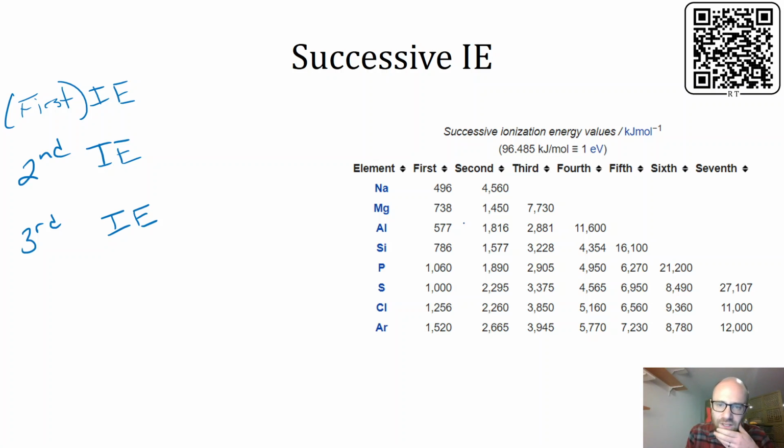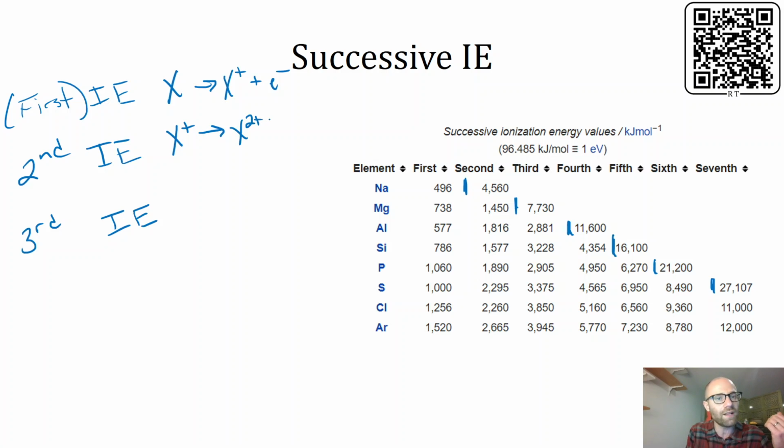But what you hopefully can notice if you look closely is that there's a certain point on this graph where the numbers increase. So two things. First off, going from some atom X to X plus an electron, and then taking that X plus and turning it into X2 plus an electron, this is higher. And then going from X2 plus to X3 plus is higher still.